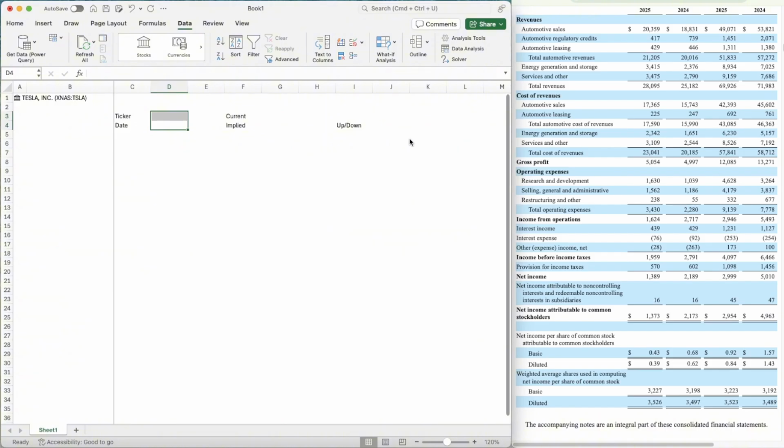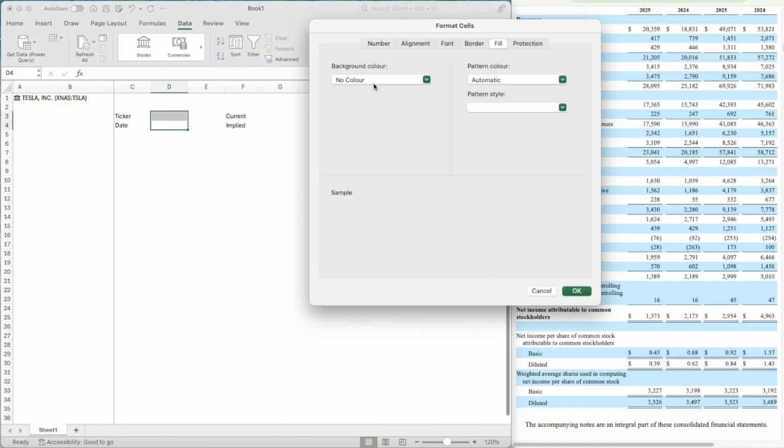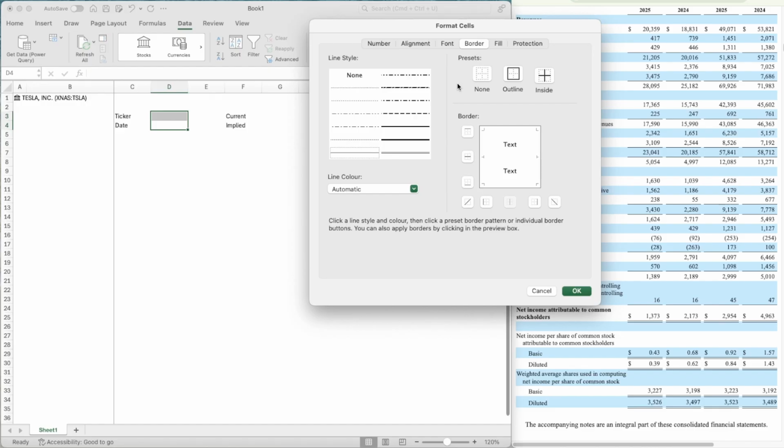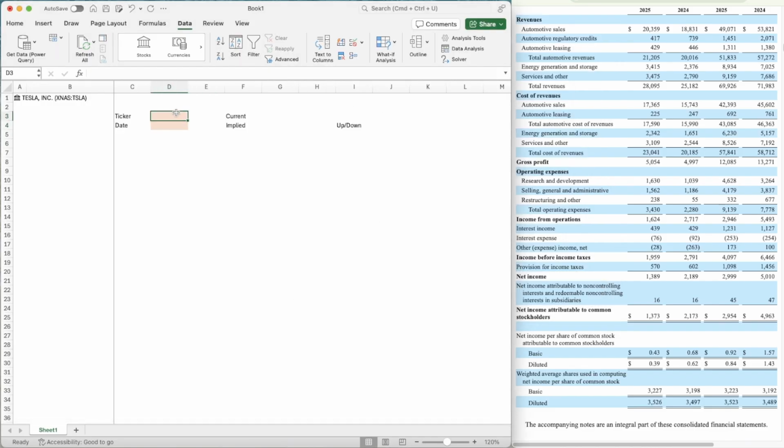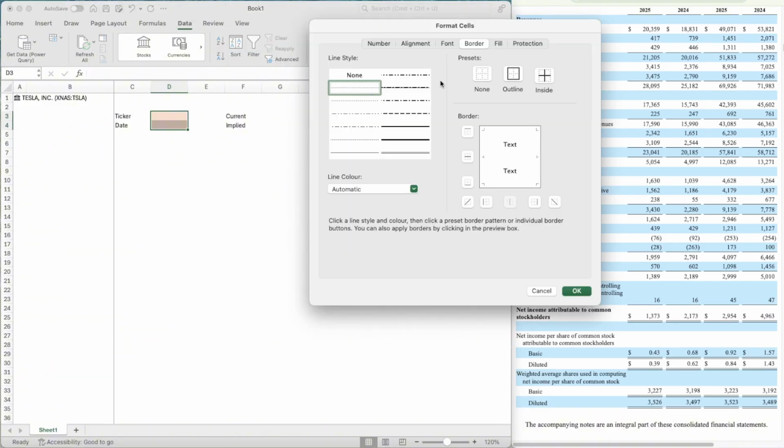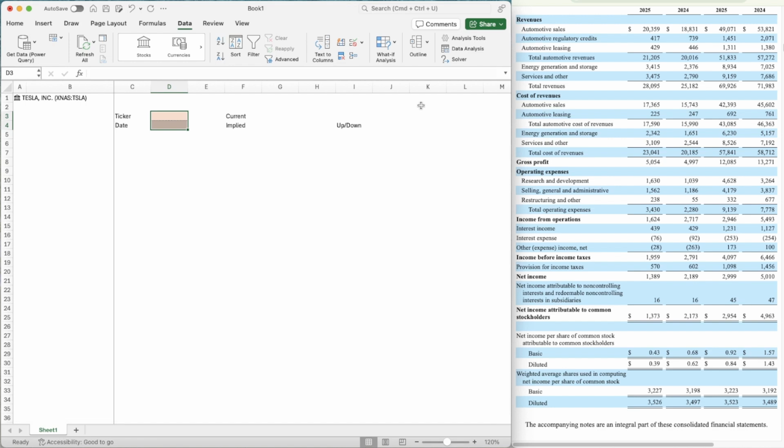Do a bit of formatting. We want to put these in a color with the border just so it catches our eye, just so that we know where to look on the spreadsheet when we're looking at a glance. Now copy this over.